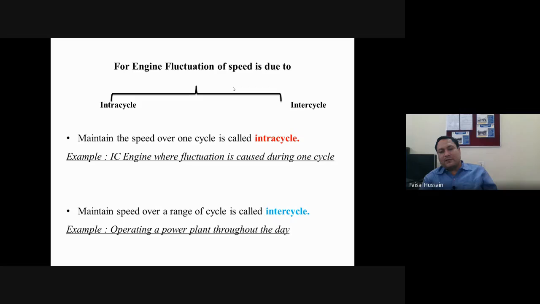In power plant what happens? It is along the shift wise, first shift, second shift, third shift, so continuously it is working. So continuously for a longer time we have to maintain the speed over a range of cycles. Okay, there will be a number of ranges over a full span day wise, so it is known as intercycle. So basically intracycle is used to maintain the speed over one cycle, and intercycle is used to maintain the speed over a range of cycles. So this is the difference between intra and intercycle.